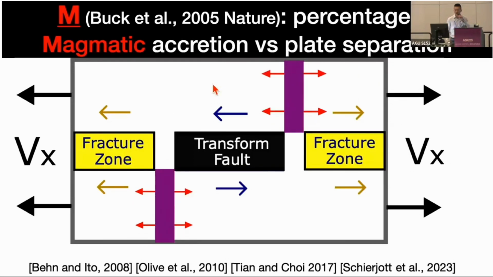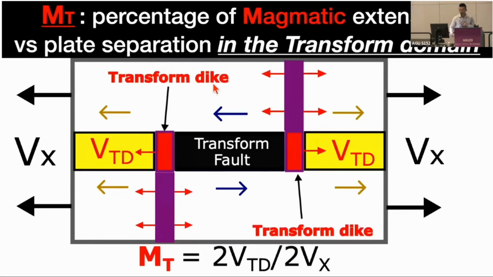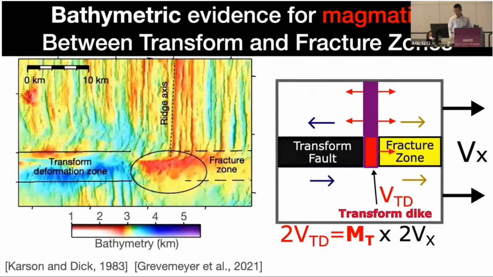A key model parameter, M, was introduced by Buck 18 years ago for simulating faulting and diking along a ridge segment. Now, we extend beyond a ridge segment and intrude a dike into the transform domain, controlled by this MT value, which is the percentage of magmatic extension over the plate separation. When MT is 1, all the plate separation is accommodated by dike accretion within the transform domain. When MT is 0, it has to be accommodated fully by tectonic extension.